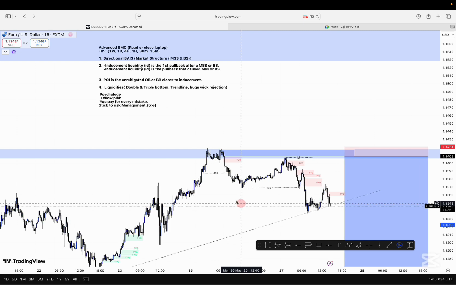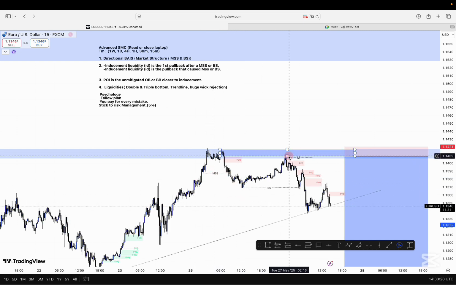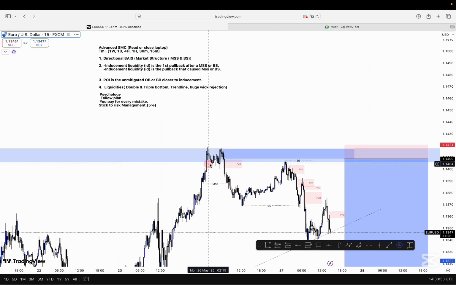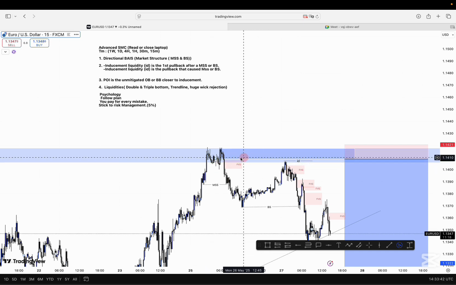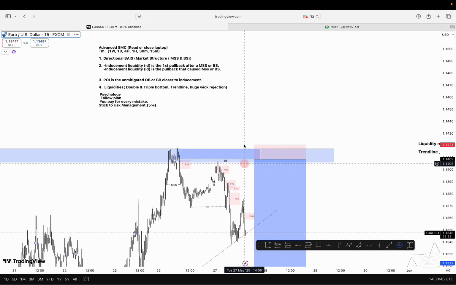It is saying that whenever I see a market structure shift, the first pullback should be my inducement, and after the first pullback I should identify an order block or a breaker block, and here lies the case. This breaker block has been respected, so my next target is the order block here. So I'm just obeying my rules.